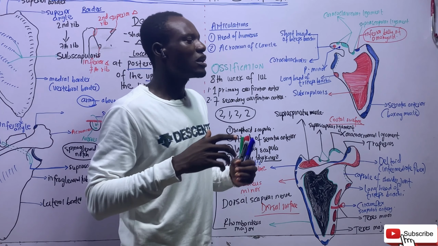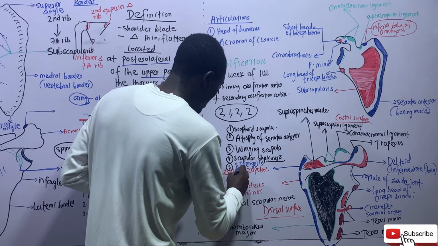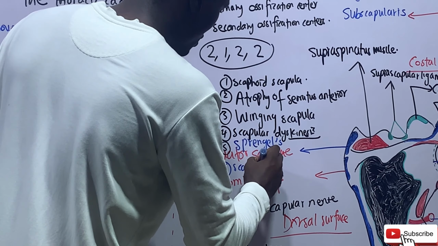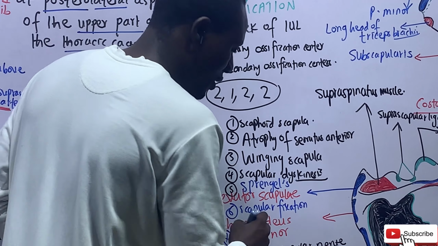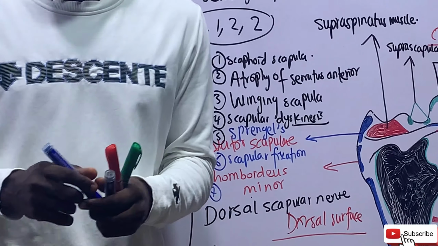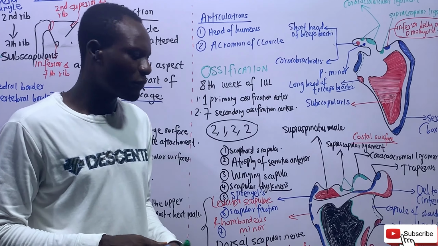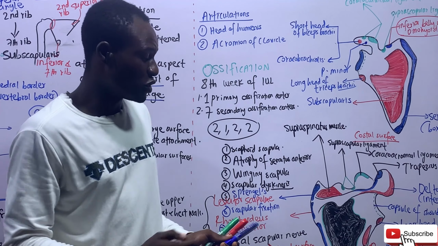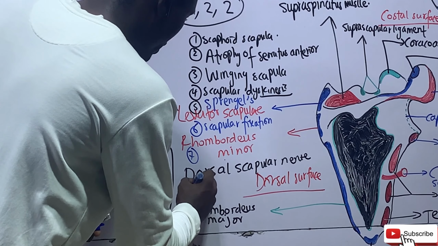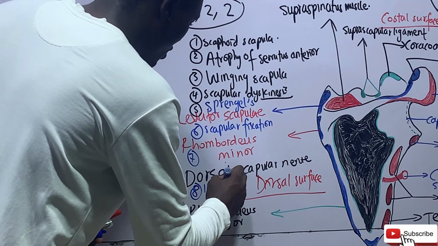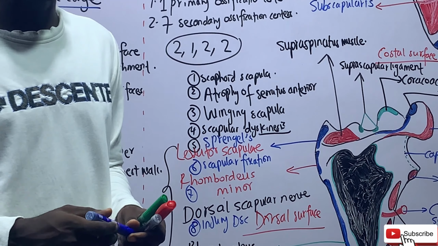Alright, so another clinical correlate is scapular fixation. Then another I'm going to be describing is rhomboid muscle strain. So there can be strain of the rhomboid muscle. Okay, injury to the dorsal scapular nerve leads to paralysis of the rhomboids and levator scapulae.